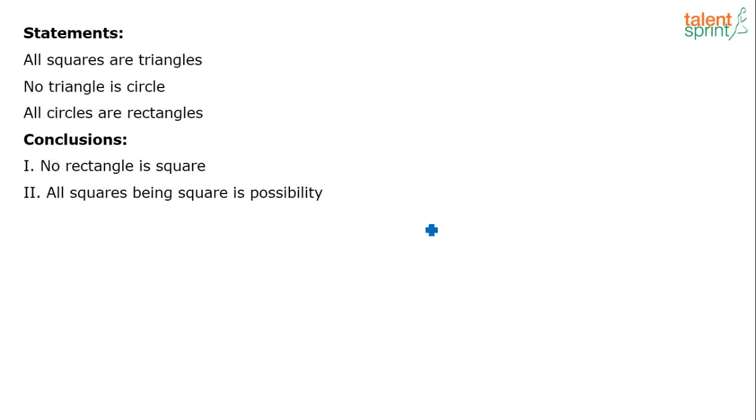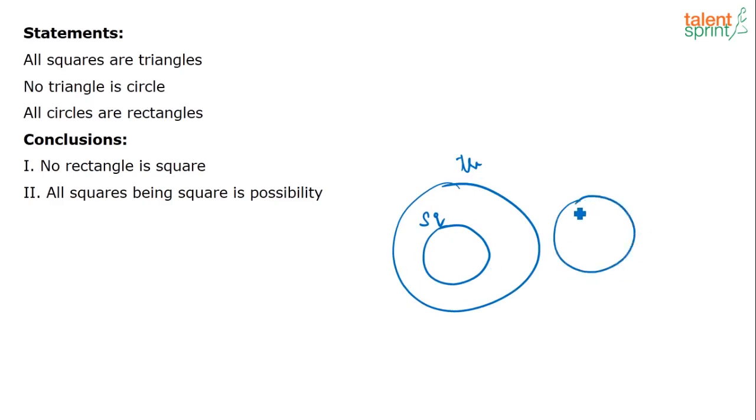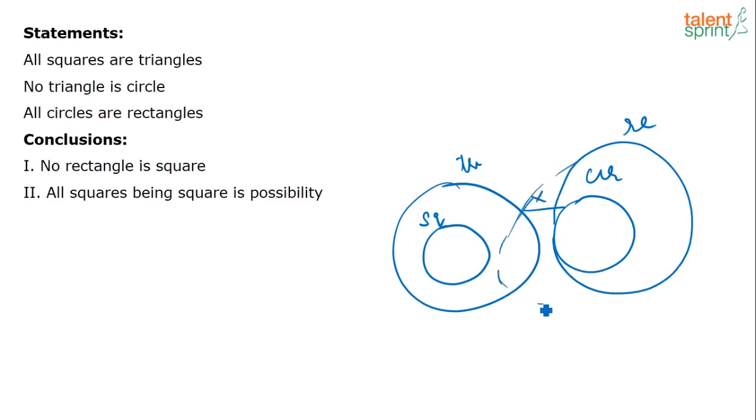All squares are triangles. No triangle is a circle. So these two are disjoint. All circles are rectangles, right? No rectangle is a square. See, no rectangle is a square, again that can be true or not true, right? See, the rectangle set can be like this, or it can actually be like this. The only thing we know is triangle and circle are not overlapping. So no rectangle is a square is not a definite conclusion, right? It can be true here. So conclusion 1 does not follow.